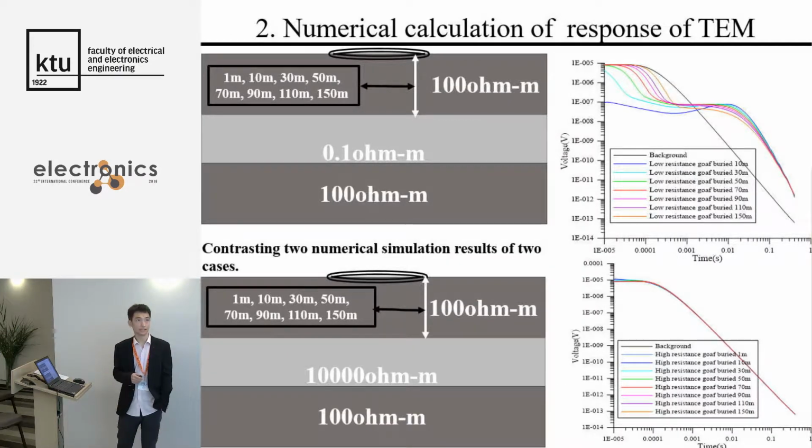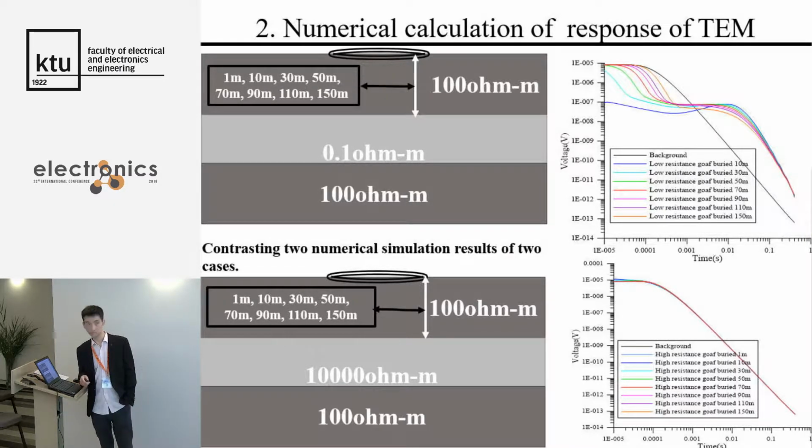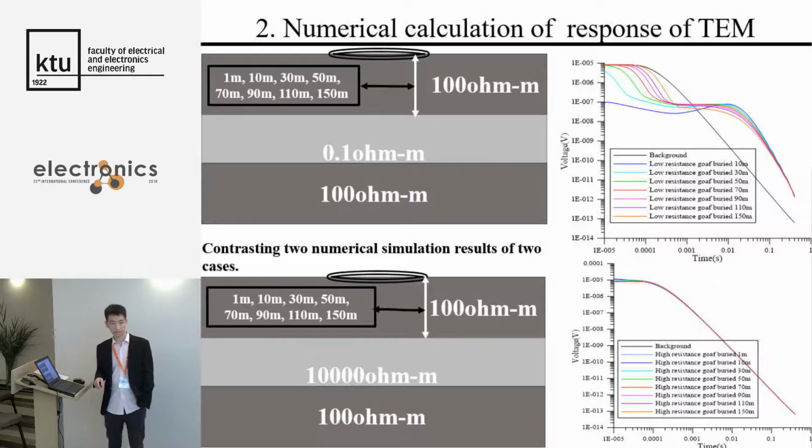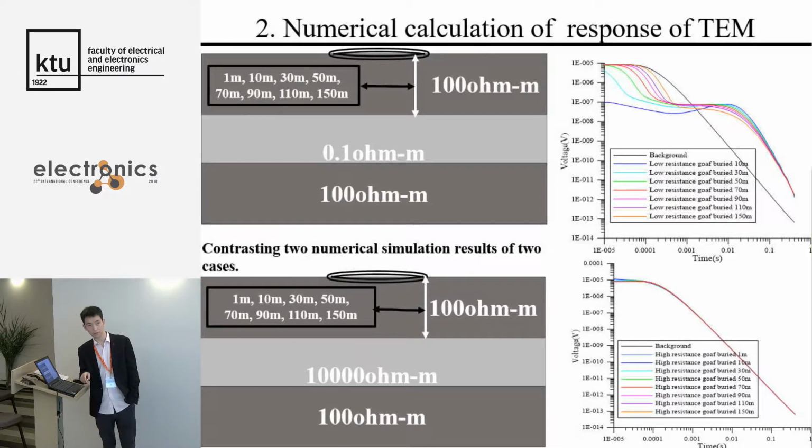Part 2 is about the numerical calculation. These are 2 cases. One is for the low resistivity, and one is for the high resistivity. And this is the response of TEM. We can see that in the low resistivity case, the changes are obvious based on different buried depths. But in the high resistivity case, the changes are very low. Also, in both cases the response is very weak.